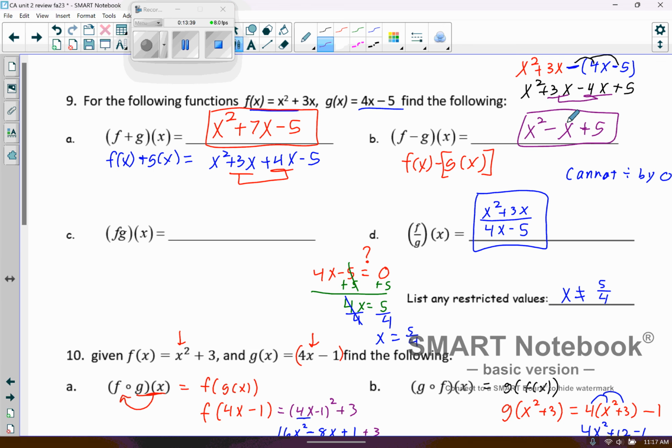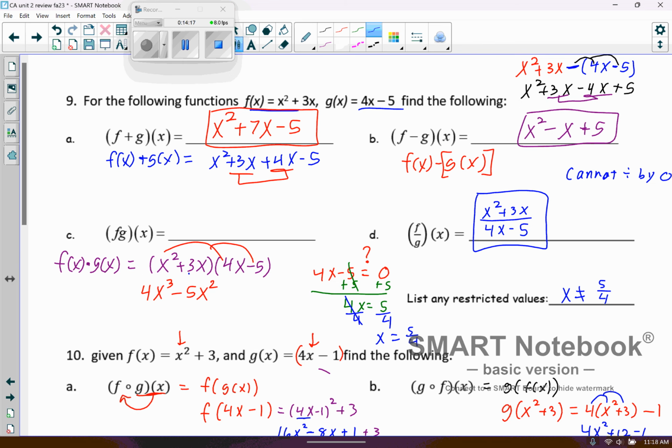Okay, so then the next part, we're multiplying them together. So this is going to be f of x times g of x. And in this particular case, I think we're basically going to be foiling it. The way this is going to work is you take the first term and you multiply it by both of the other terms. So that'll give us 4x to the power of 3. And then x squared times minus 5 would be a minus 5x squared. So that's the first part.